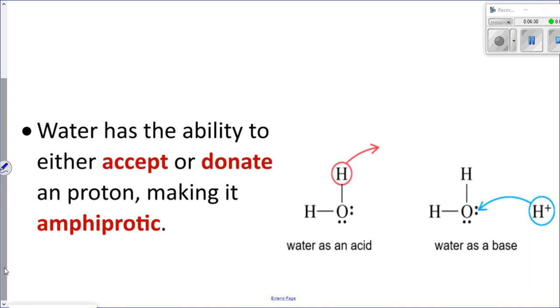Okay, water has the ability to either accept or donate a proton, making it amphiprotic. So amphiprotic meaning exactly what it says. It could either donate a proton and act as an acid, or it could accept a proton and act as a base. Regardless, it just depends what it's reacting with. So if it's reacting with a stronger acid, it will become the base. If it's reacting with a stronger base, it will become the acid.